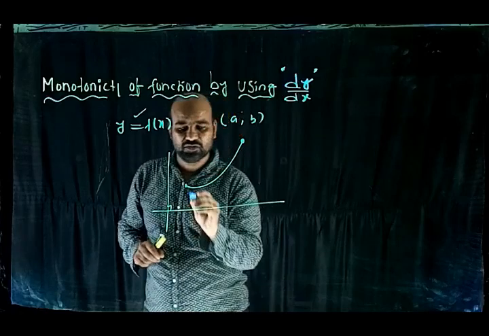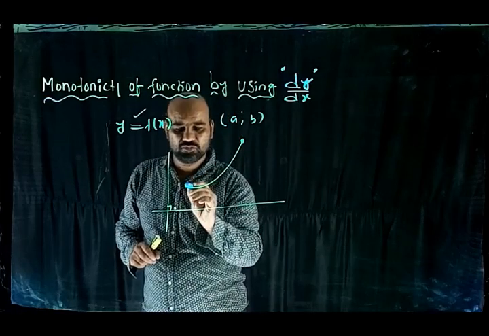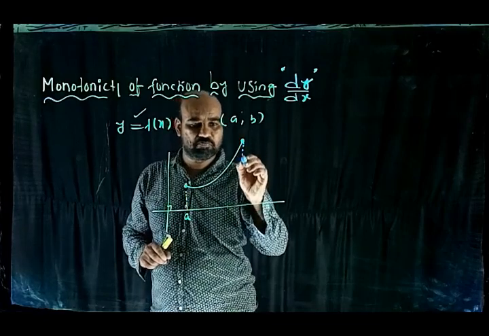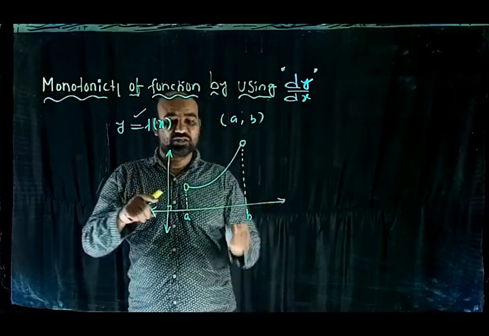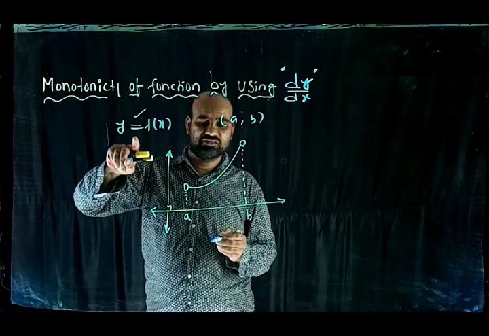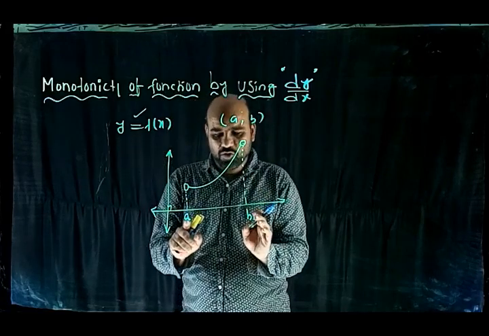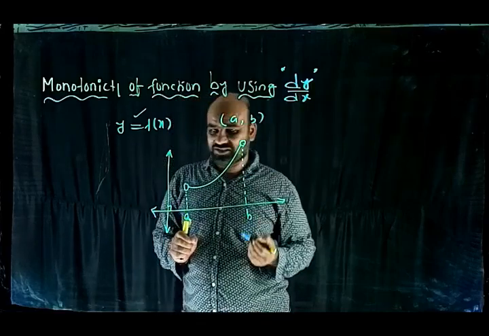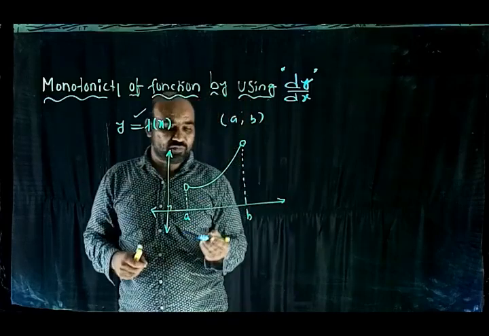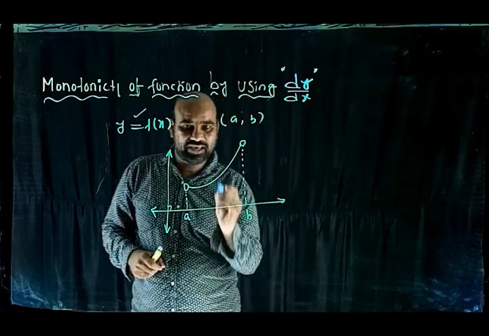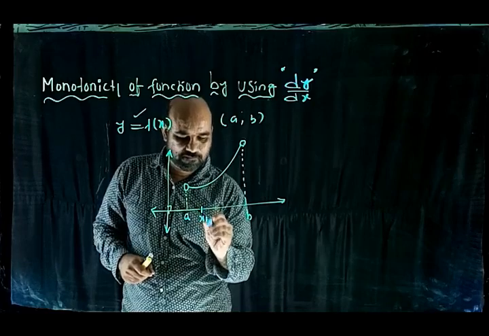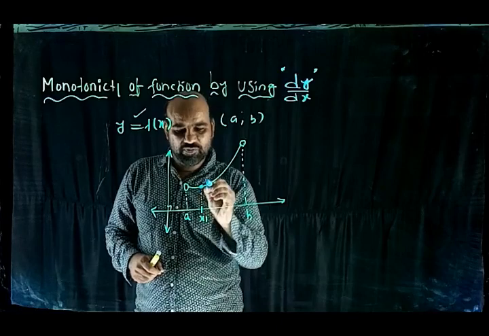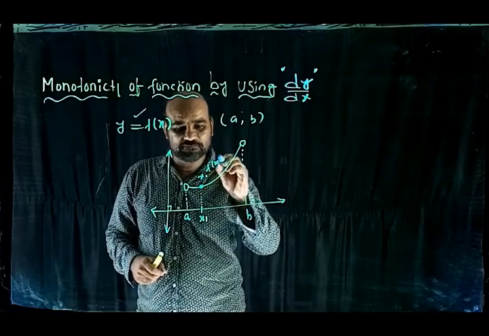Important. A, B. This is the graph of this function. Actually, it is an increasing function in the open interval (a, b). But we want to conclude by using differentiation. Interesting. See, between a and b, take a point, say x1. So this point becomes (x1, f(x1)).